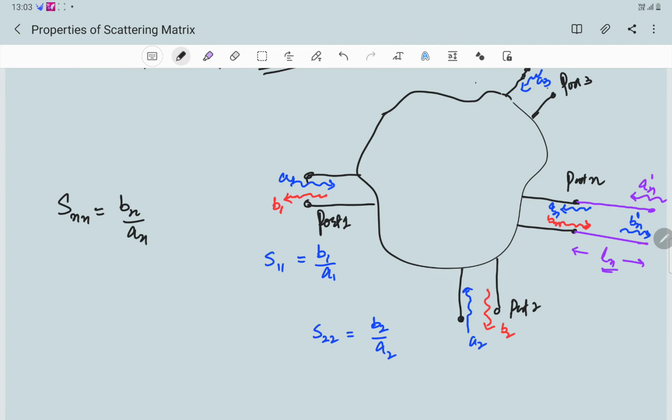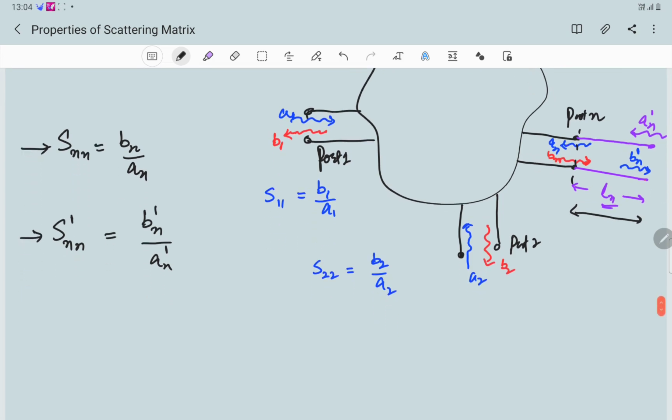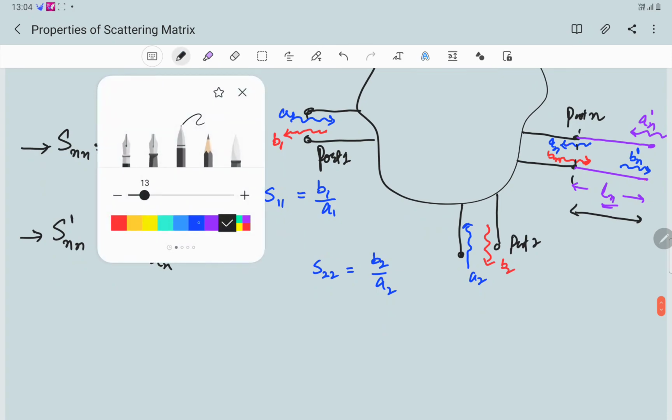Now when I move away from this port N by some distance Ln, I'll be having a different S parameter there, let it be SNN dash, which will be Bn dash upon An dash. So now the question is, how is this SNN dash related to SNN? That's the point that we are trying to make. So let's dig into it.